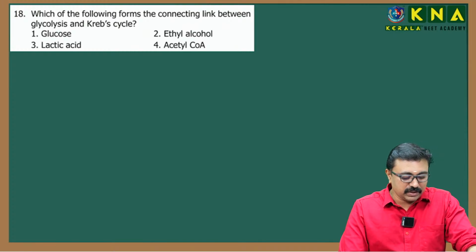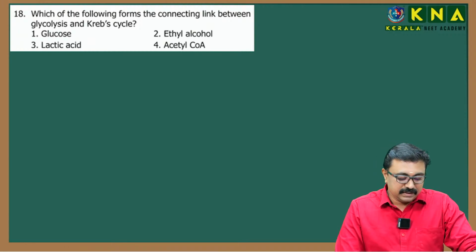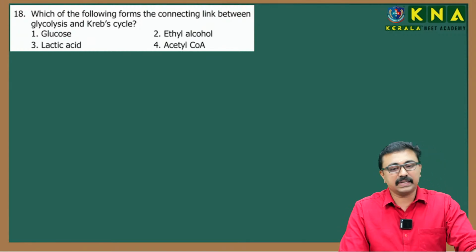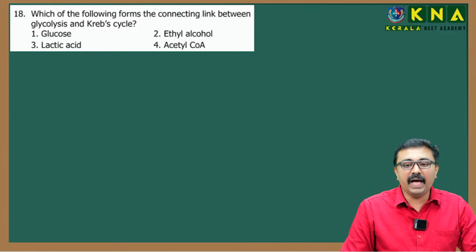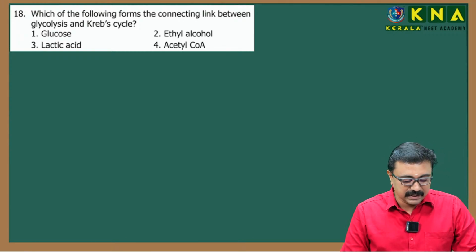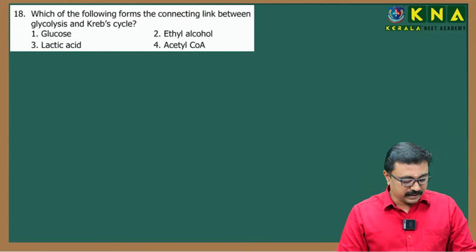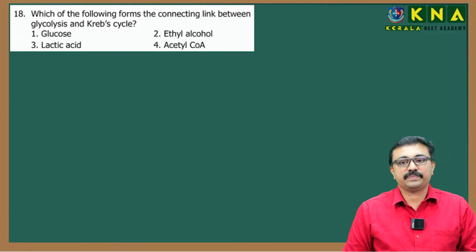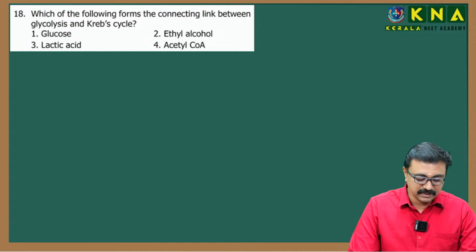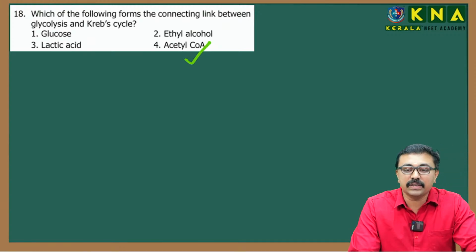Next question: which of the following forms the connecting link between glycolysis and Krebs cycle? Option 1 glucose, option 2 ethyl alcohol, option 3 lactic acid, option 4 acetyl coenzyme. Can you answer? All the future doctors, can you answer? The right answer is option 4, acetyl coenzyme.